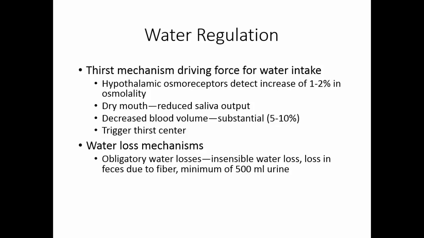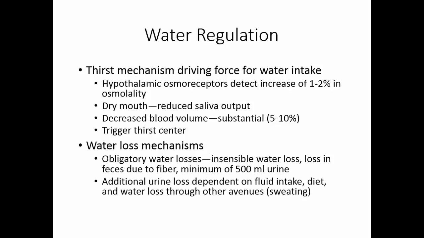Water loss mechanisms include those obligatory water losses: the insensible water loss, the loss in feces due to the fiber in your diet, and it is necessary to make a minimum of 500 milliliters of urine to flush waste from the body. Additional water loss is dependent on fluid intake, how much water is in the diet that you take in, and water loss through other avenues. For example, if you sweat a lot, you may urinate less. Antidiuretic hormone will affect the collecting duct, causing water to be reabsorbed, conserving water for the body.